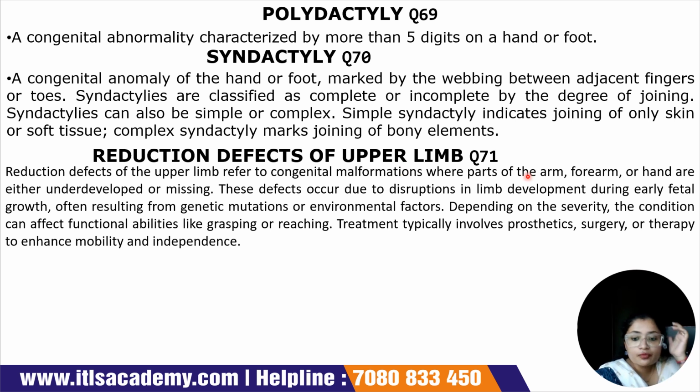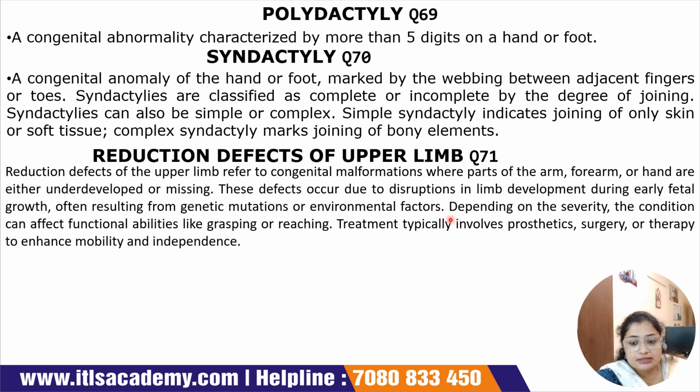Okay, next important subcode that we need to talk about is Q71, which corresponds to reduction defects of upper limb. So they refer to congenital malformations where parts of the arm, forearm, or hand are either underdeveloped or missing. These defects occur due to disruptions in limb development during early fetal growth, often resulting from genetic mutations or environmental factors. Depending on the severity, the condition can affect functional abilities like grasping or reaching. Treatment typically involves prosthetics, surgery, or therapy to enhance mobility and independence.